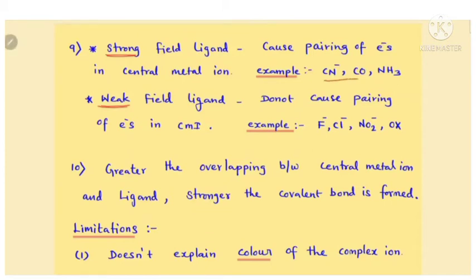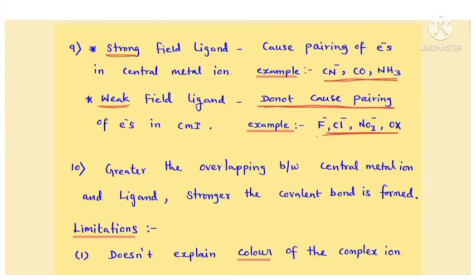So these are some examples of strong field ligands: cyanido, CN-, CO and NH3. The presence of these ligands will pair up the single electrons, the unpaired electrons. Weak field ligand cannot do that process. It does not cause pairing of electrons. Okay, right. So halide ligands and nitrito, oxalato are examples of weak field ligands, which do not cause pairing up of unpaired electrons of the central metal ion.